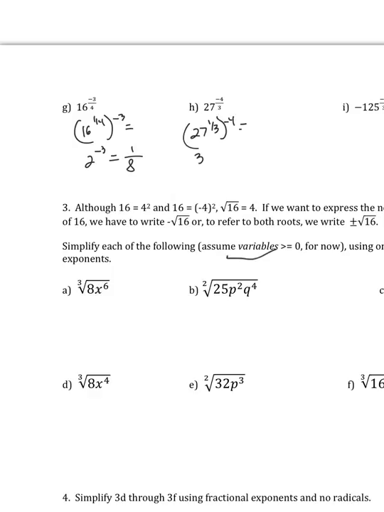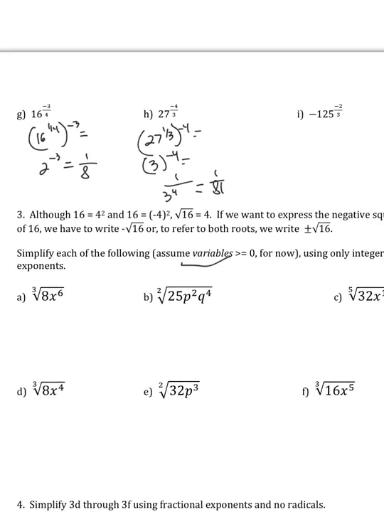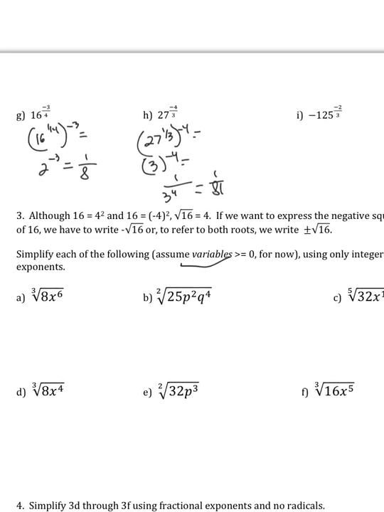to 3, the cube root of 27, to the -4, which would be equal to 1/3 to the 4th, which would be equal to 1/81. Okay. -125 to the 2/3. The cube root of -125 is -5, so we end up with -5 to the -2nd, and that would be equal to 1/-5 to the 2nd, which would be equal to 1/25. Okay.